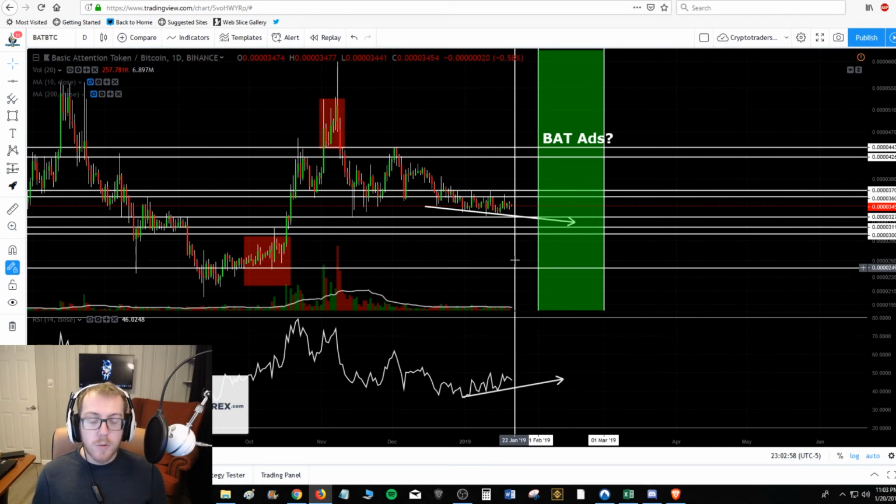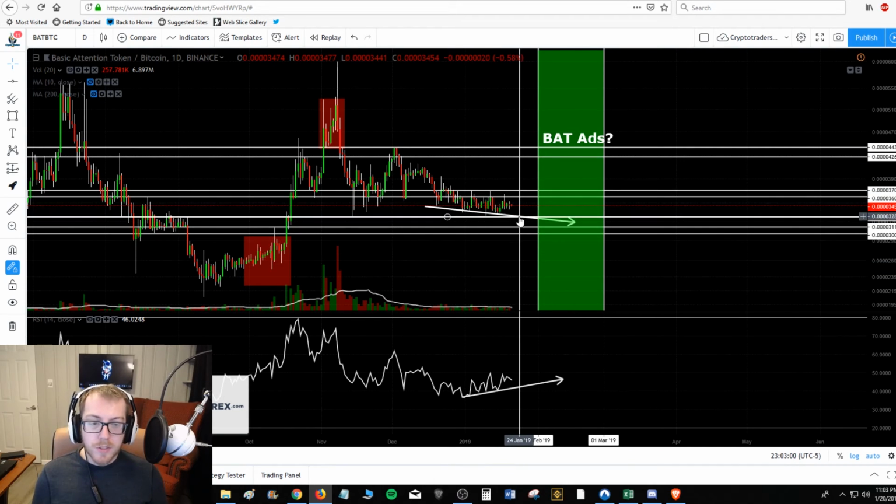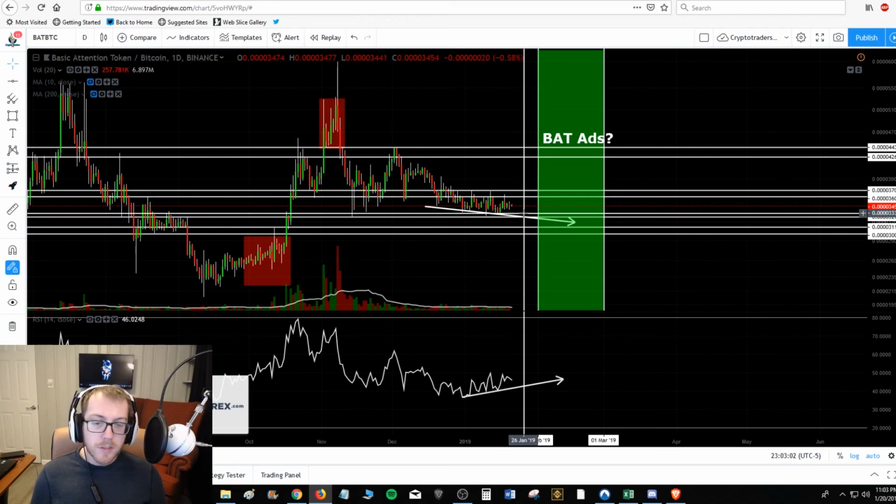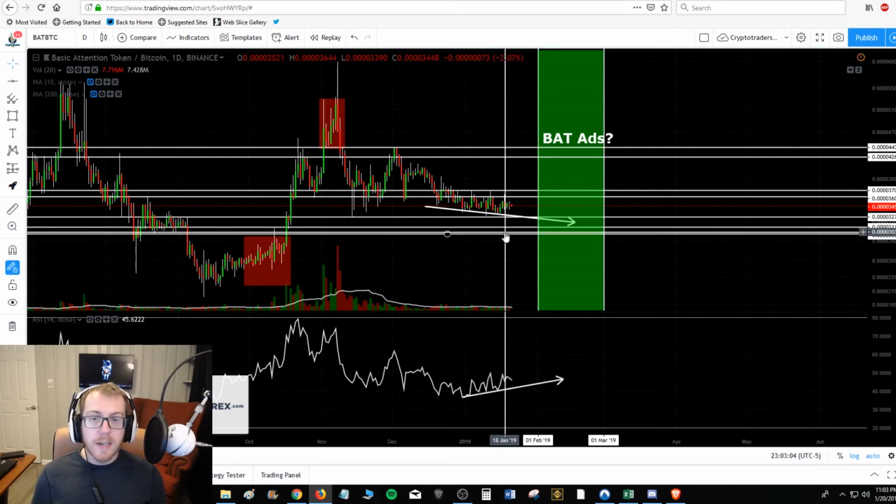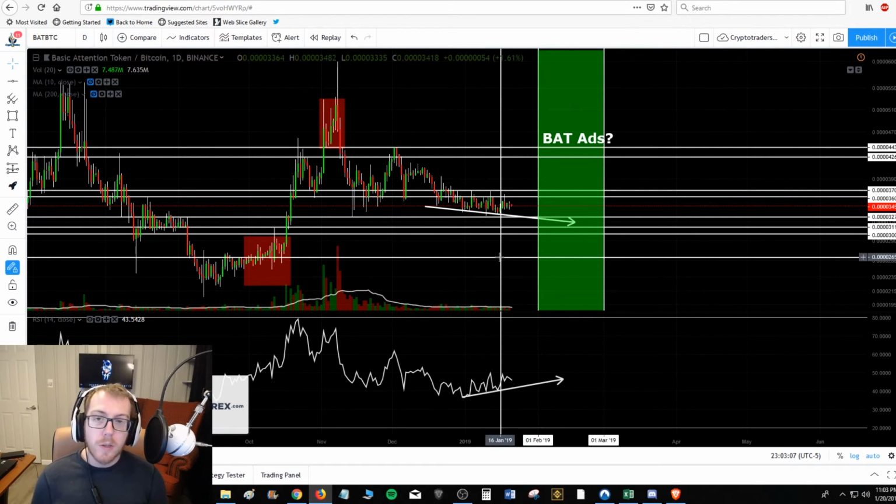It is trending down. So what I'm looking for on this chart is it to hold this support right here, right around 3,200 Satoshis. If it's able to hold this area, I think we could be looking to score a really great entry on BAT, leading up into that BAT ads announcement, which I'm sure is going to get hype, and hopefully we're going to see a positive reaction in the price. So keep BAT on your watch list.